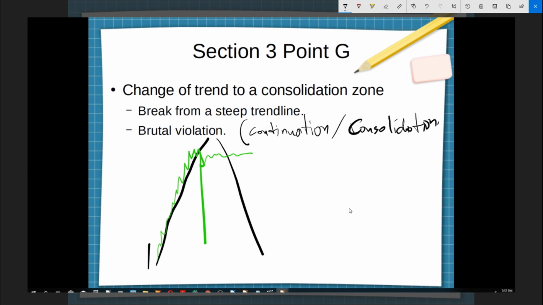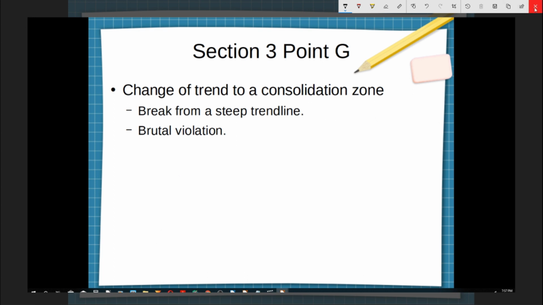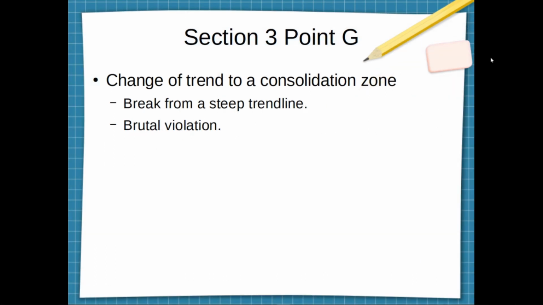Okay, now when you have the break of a steep trend line, this is the same case. You can expect continuation and/or consolidation. Okay, it's more probable than a reversal. Now this is just a point that I wanted to show just before we switch to the very last slides of this presentation.